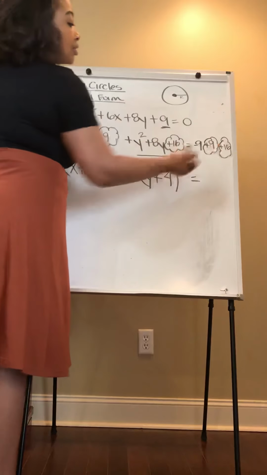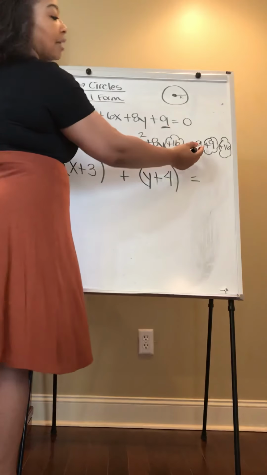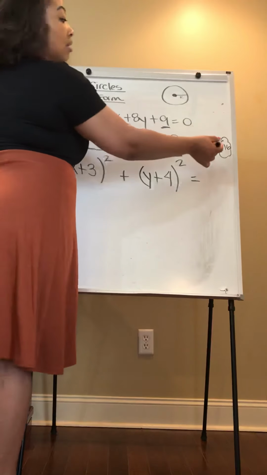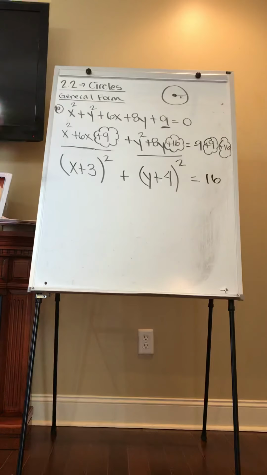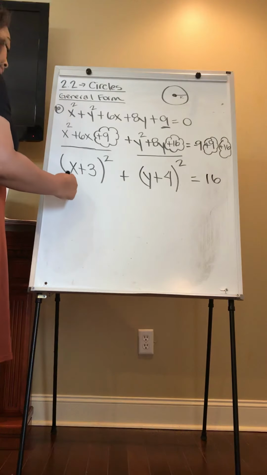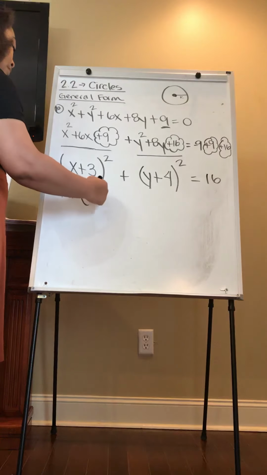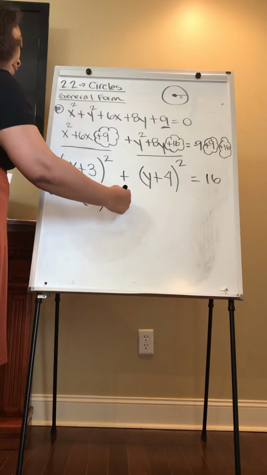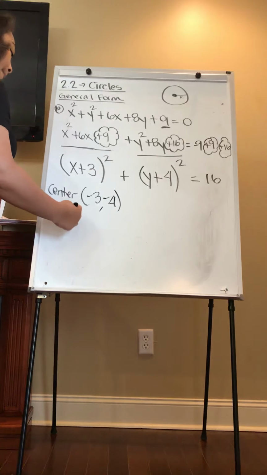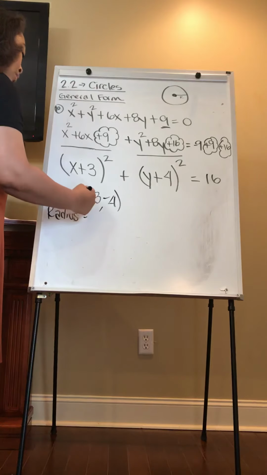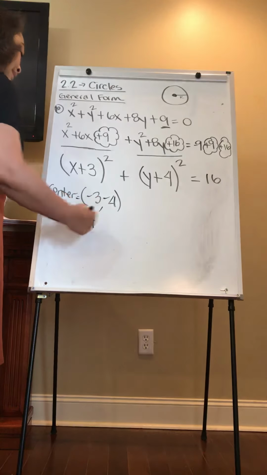And then you add those 3 numbers together. Negative 9 plus 9 cancels. And you're just left with 16. So, ta-da, you're in your center radius form. The center would be negative 3 and a negative 4. And my radius would be 4. The square root of 16 is 4.